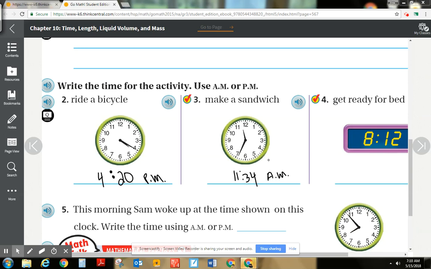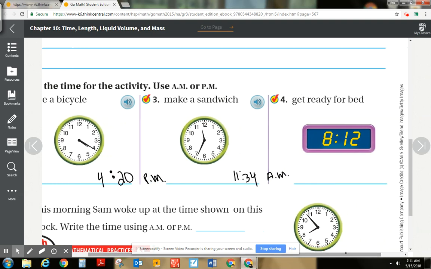11:34 p.m. Well, that's super late. Like your bedtime is probably 8, 9 o'clock p.m. You wouldn't be making a sandwich after you go to bed. That wouldn't make any sense. Let's take a look here at number four. You would get ready for bed.